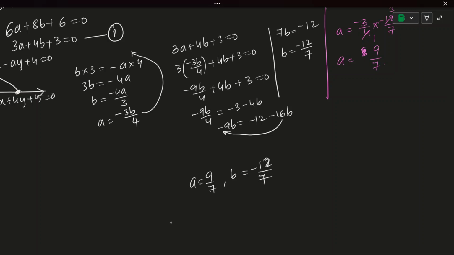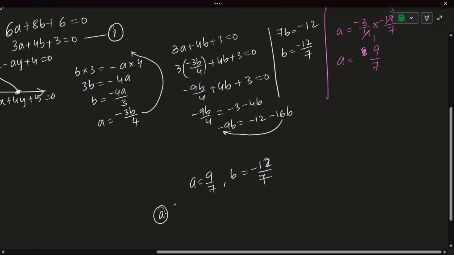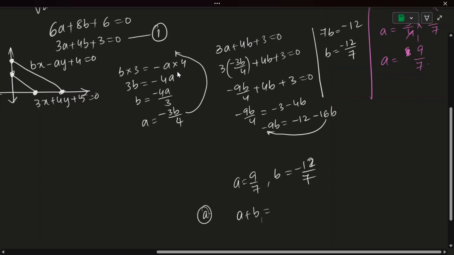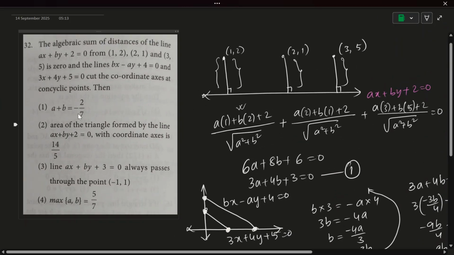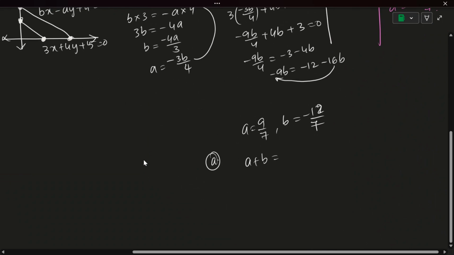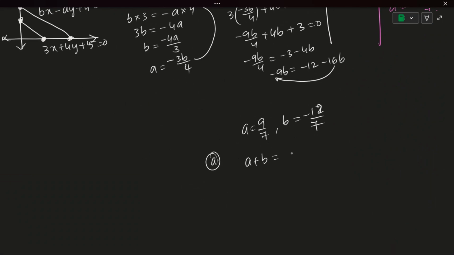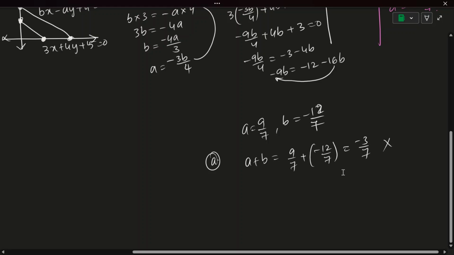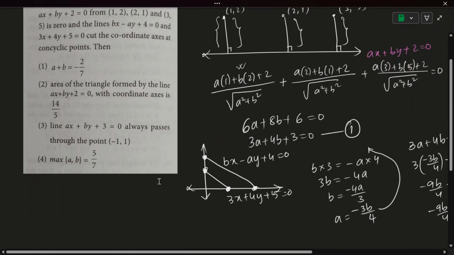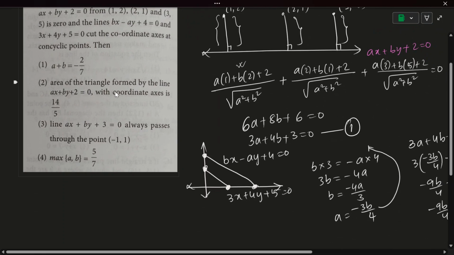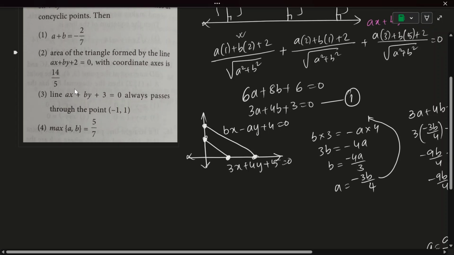Okay, so in the first option they have given that a plus b is equals to 2 minus 2 by 7. Okay, but when we calculate this one, 9 by 7 plus minus of 12 by 7, we get minus 3 by 7. So that means this is not matching with the option A. Next one, the area of the triangle formed by the line with the coordinate axis is 14 by 5.